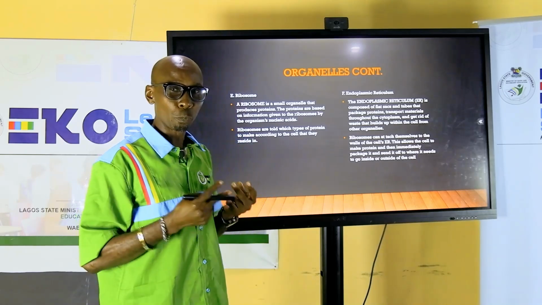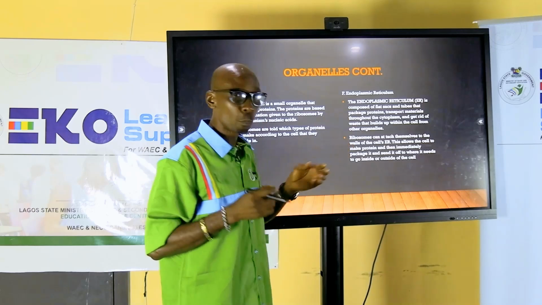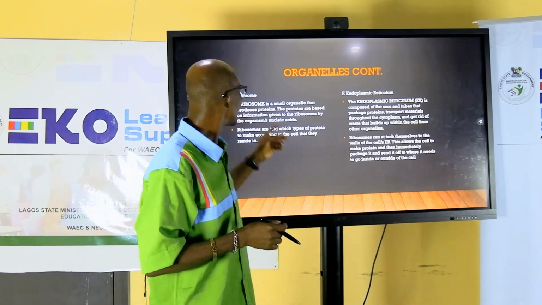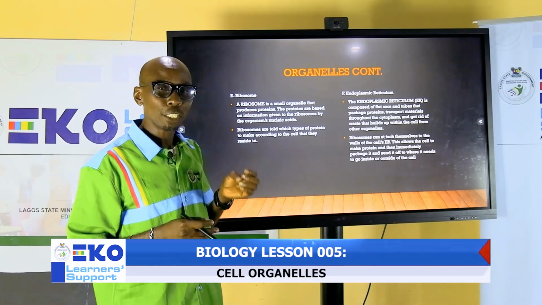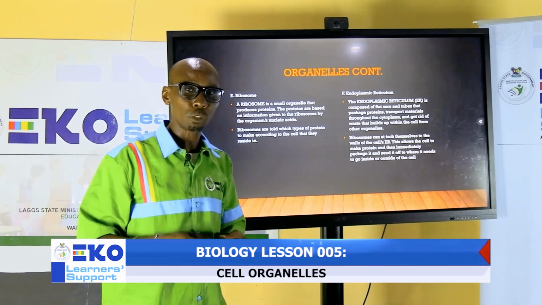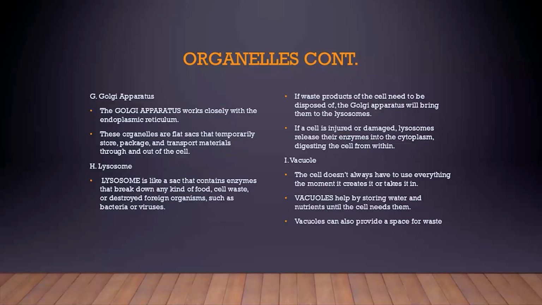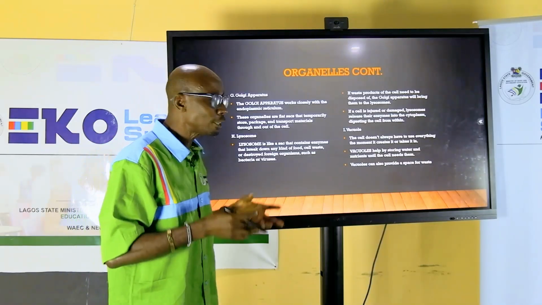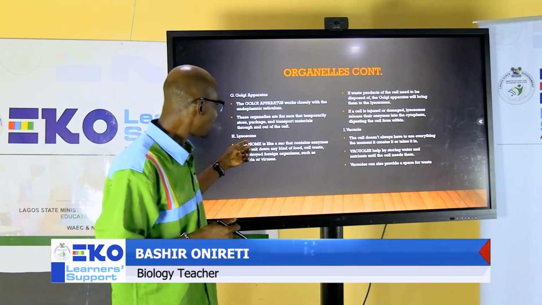We have two types of endoplasmic reticulum. We have the rough and we have the smooth. The rough endoplasmic reticulum is involved in the transportation of protein that is produced by the ribosome, while the smooth is involved in transportation of fats and oil. The next one is the Golgi body. Golgi body works closely with the endoplasmic reticulum because it is involved in packaging and temporary storage or transportation of material within the cell.